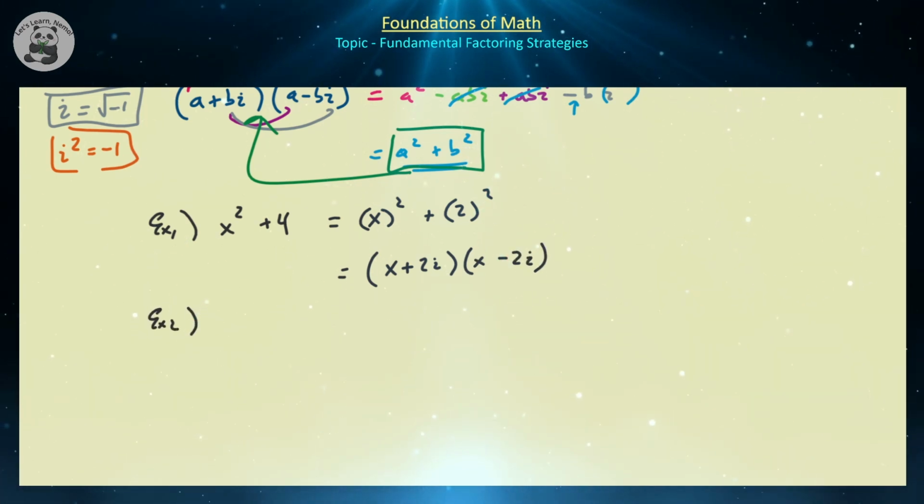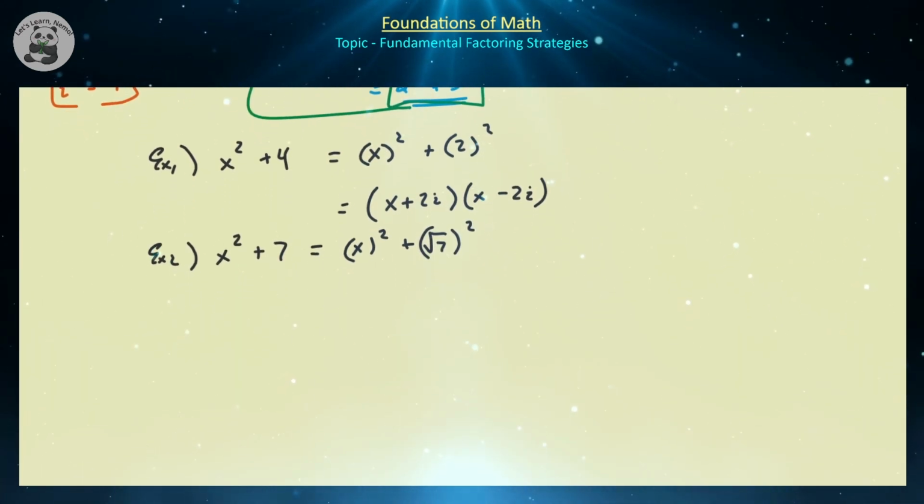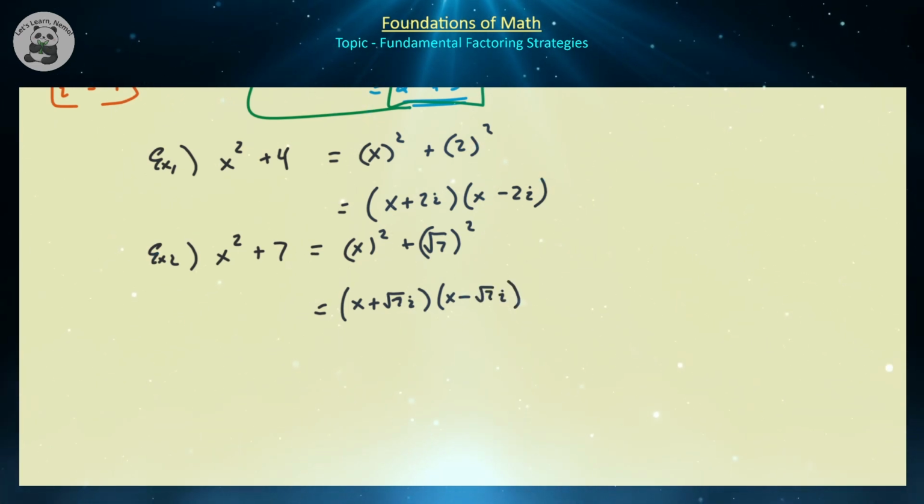Example 2. Suppose I have x squared plus 7. So what squared gives us 7? Well, it's not a pretty number, but it does have a name. It's the square root of 7. So since we have a sum of two squares again, we can factor this as just x plus the square root of 7 times i, and then x minus the square root of 7 times i.